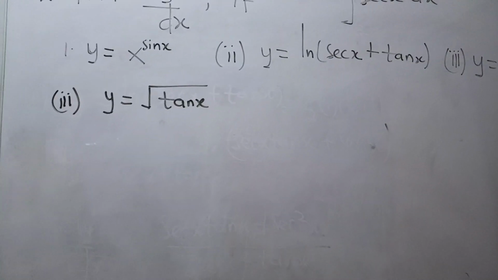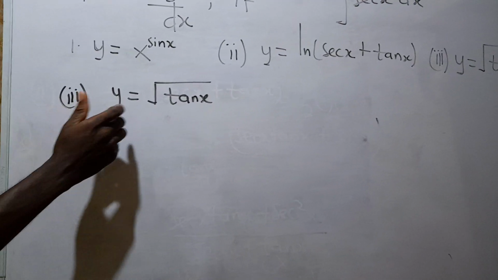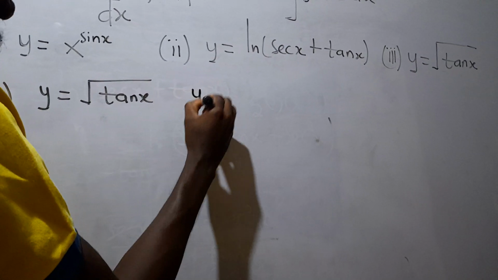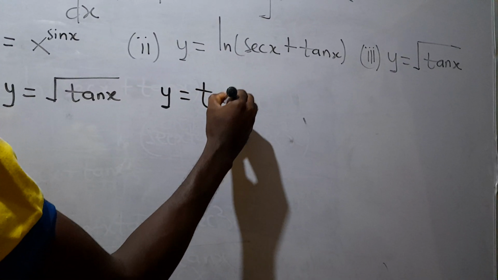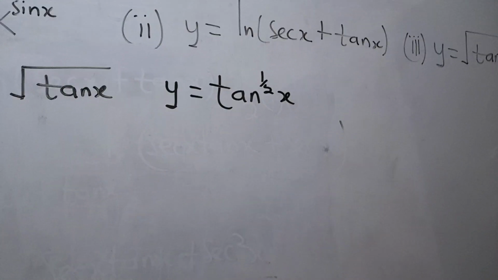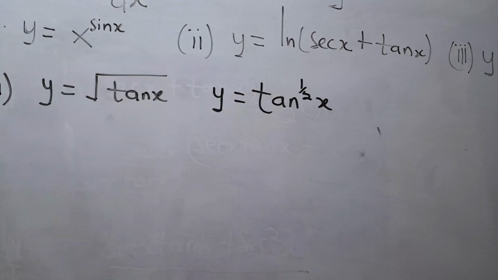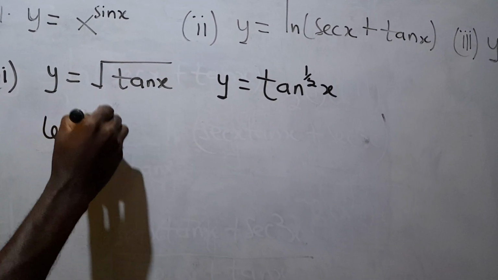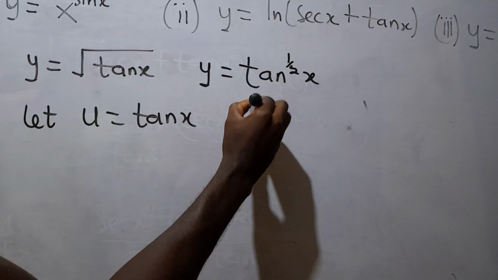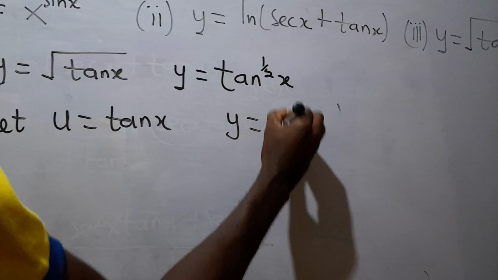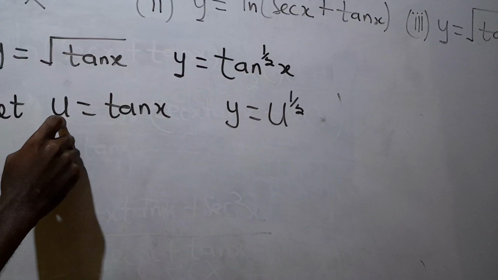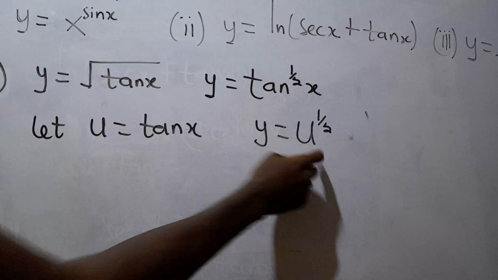So the last aspect of the question 2, which is worth 6 marks, is y is equal to the square root of tan x. Remember, we can rewrite this as y is equal to tan exponent half x. So how do we do this? We use chain rule to solve this. So we let u be equal to tan x. Then our y will be equal to u exponent half. Remember, the tan x is u. So in place of tan x, we substitute u.